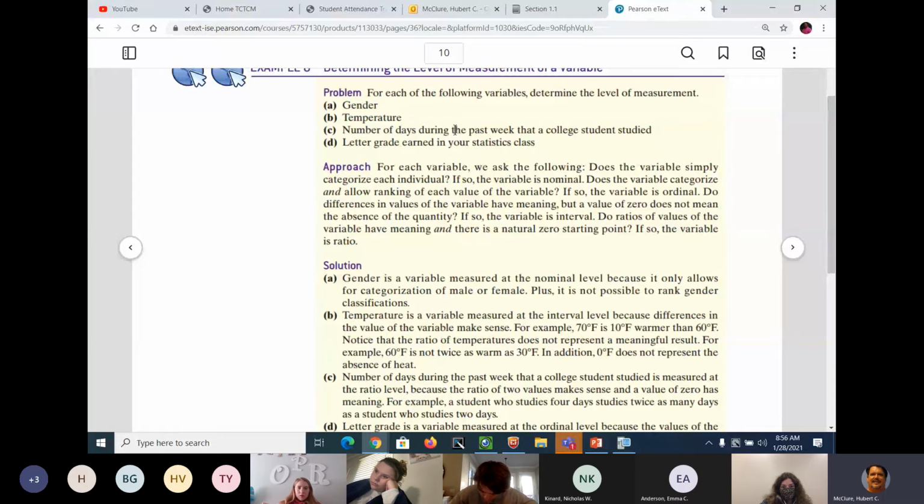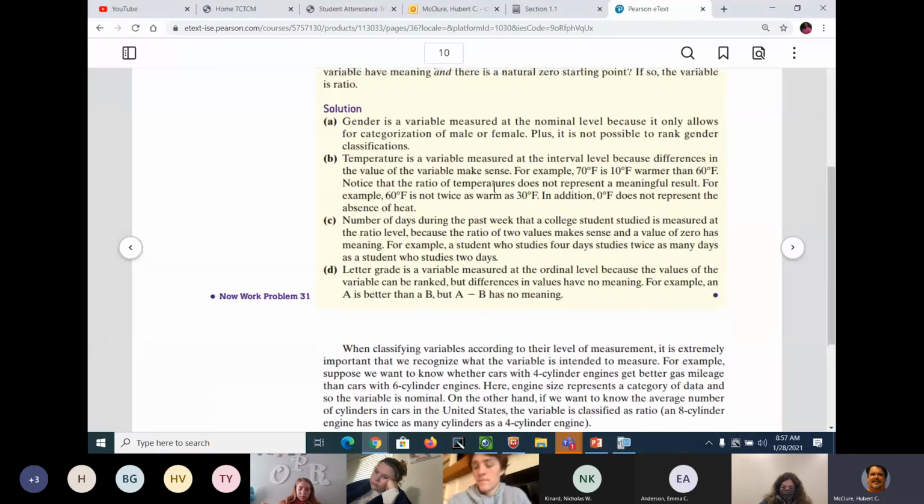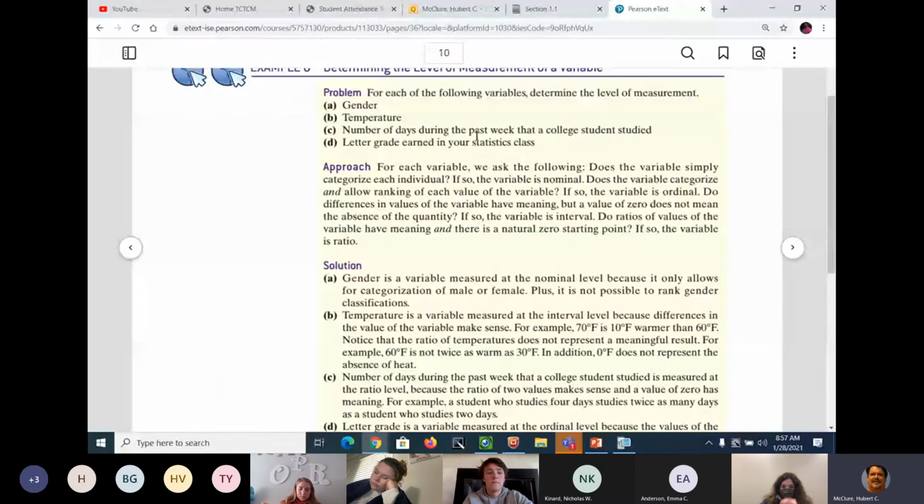And if you can't decide on a test, the best thing to do is put nominal, because nominal covers everything. Number of days during the past week that a college student studied. Number of days would be ratio. Letter grade would be ordinal, because it's ranked. So those are 4 good examples right there. Make sure you write those examples down.